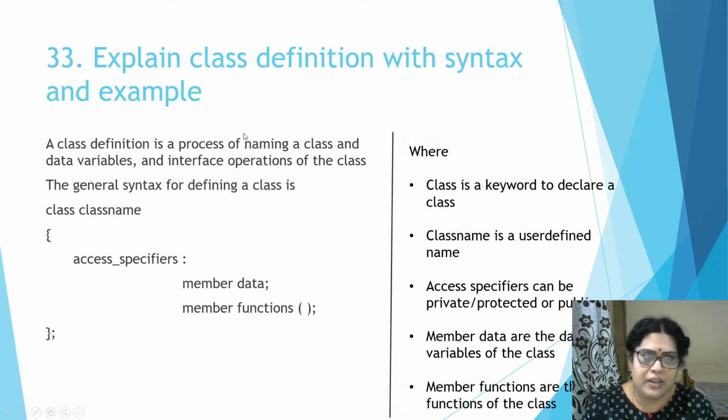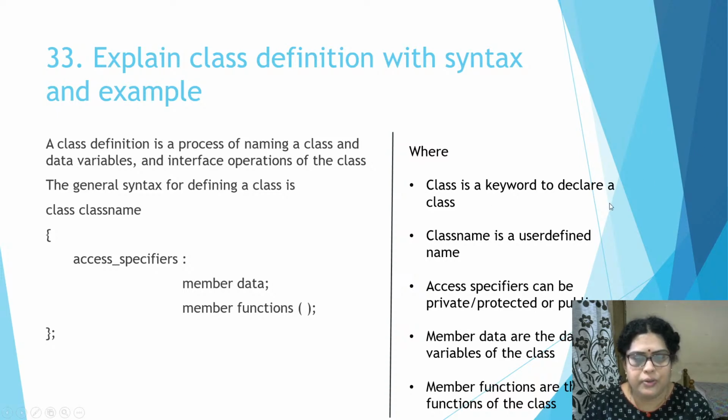If they ask you to explain class definition with syntax and example, you need to write the class definition. The class definition is the class, the name of the class, and then the member data and member functions of that class. So here you can write the syntax like this: class, class name, access specifiers, member data, member functions. But after this you cannot stop; you need to explain.